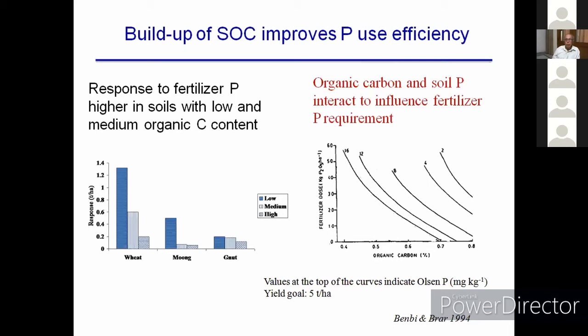And I tell you that based on this observation, we have now introduced the soil health card, given to the farmers for fertilizer management. We tell them that if your organic carbon is this much, this is how much fertilizer you have to reduce, for phosphorus as well as for nitrogen.